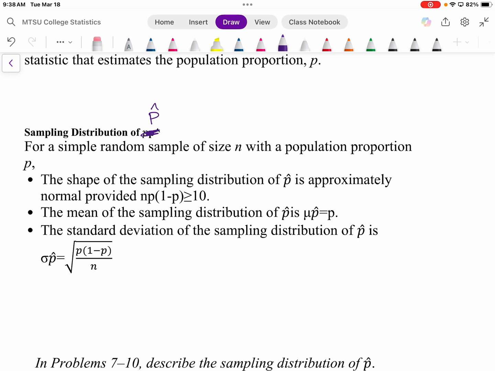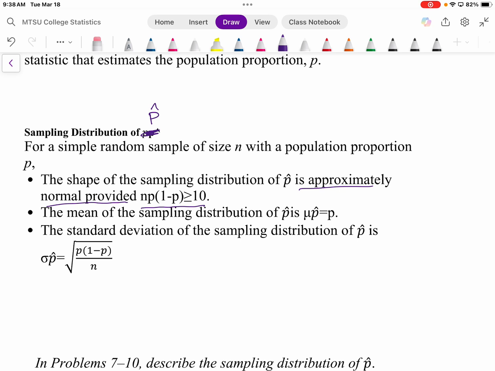Our sampling distribution is approximately normal if this occurs: if n times p times 1 minus p is greater than or equal to 10. If that's the case, then I'm approximately normal. If n times p times 1 minus p is not greater than or equal to 10, then I'm not normal, which means I can't use that normal CDF feature to find my calculations.